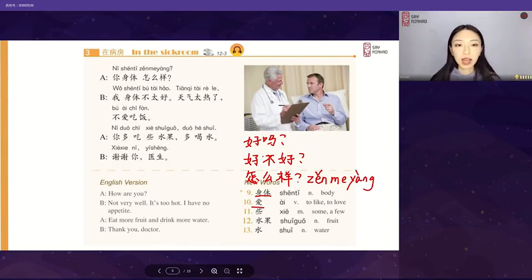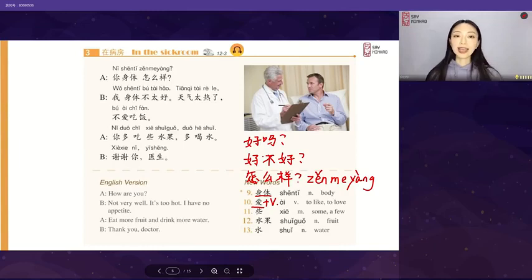爱 means to love to do something. When you want to say to love to do something, you just put a verb after 爱. For example, love to drink tea is 爱喝茶. Love to drink coffee is 爱喝咖啡. And you love to eat Chinese dish.